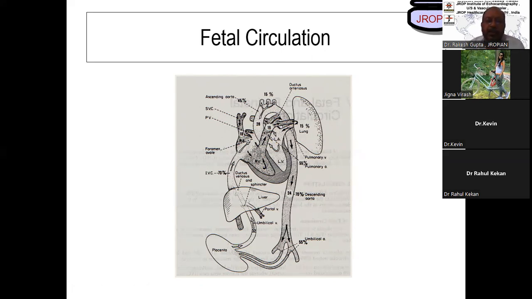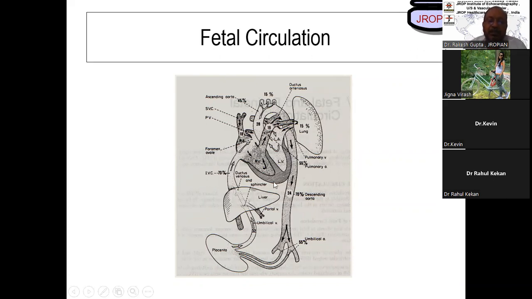Then the blood goes into the descending aorta, and finally carries through the umbilical arteries back to the placenta. So that's exactly what happens in fetal circulation. If you look at this fetal circulation very carefully, the majority of blood is coming from the right atrium and right ventricle.